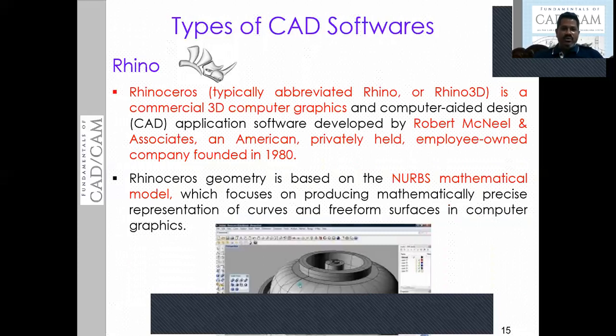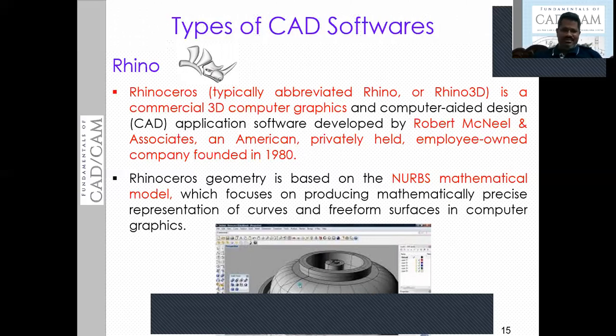Then you have Rhino. Rhino is commercial 3D computer graphics software. Of course, this is completely commercial software developed by Robert McNeel and Associates, an American privately held, employee-owned company, in the 1980s. It is also an old software.